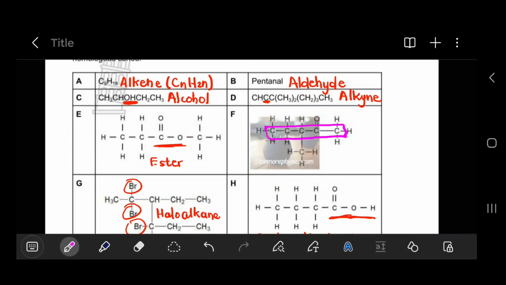Then I noticed that there is this carbon that is sticking out. That is definitely a branch. So this carbon, it's only one carbon with 3 hydrogens. We know that is going to be methyl.